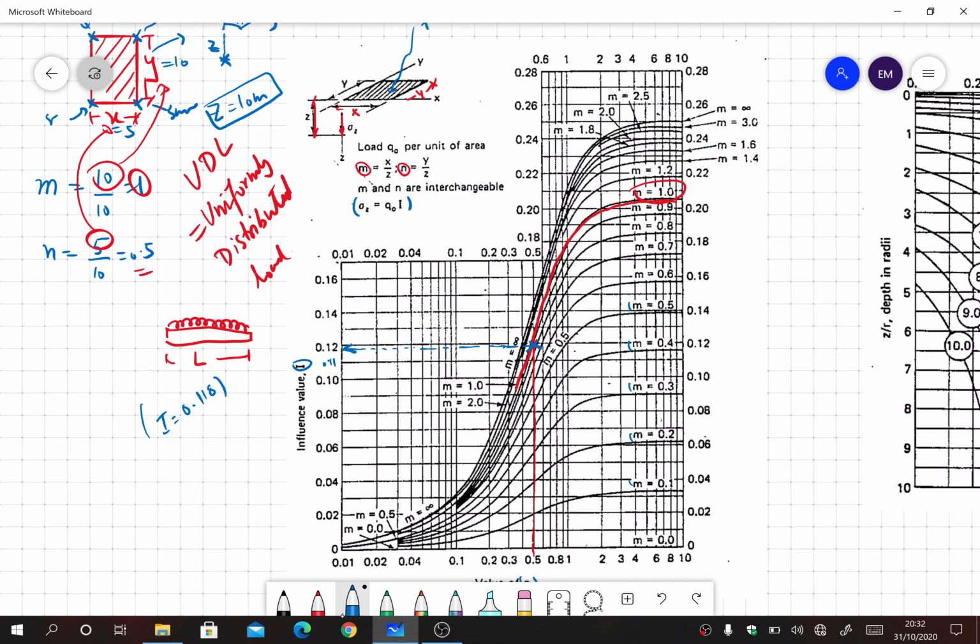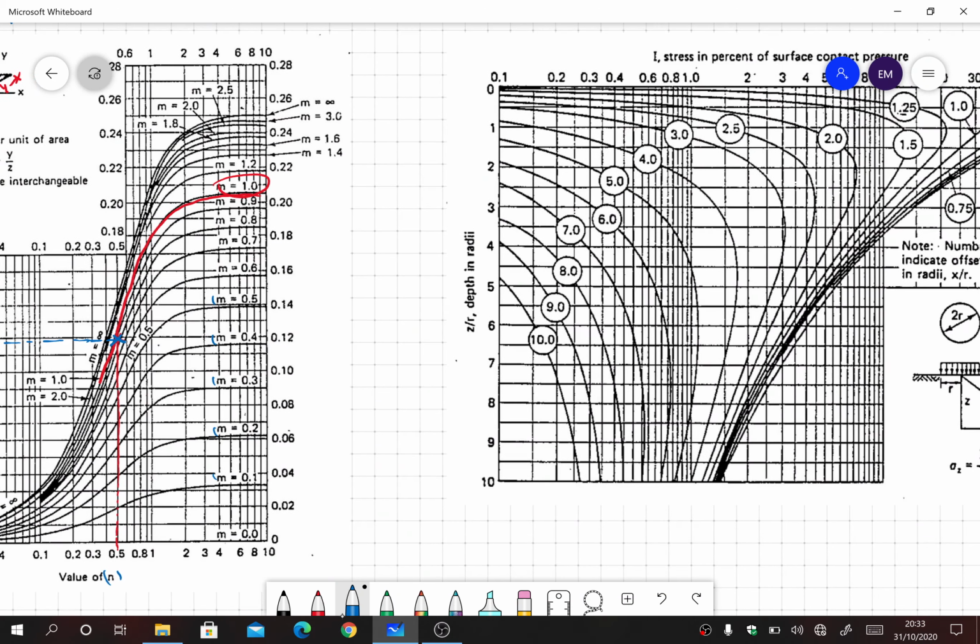So how can I find stress at a depth of z? Sigma z will be equal to q into I value. So let's say if q was 100 kilonewton per meter square, at a depth of 10 meters it will be equal to 100 into 0.118. This will give me the value of stress sigma z at a depth of 10 meters by using this chart. Okay, so this is the similar philosophy that applies to all the similar charts.